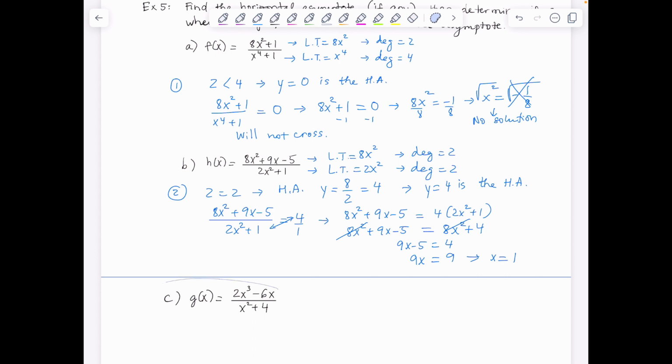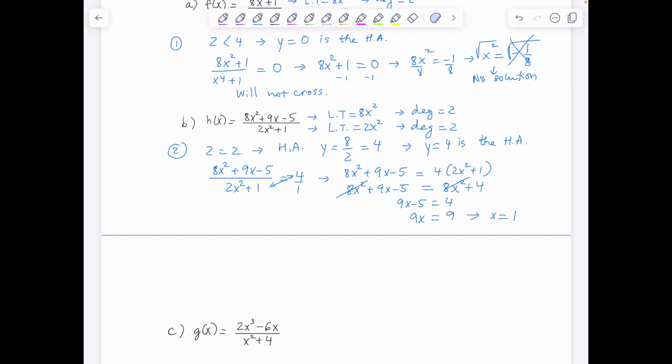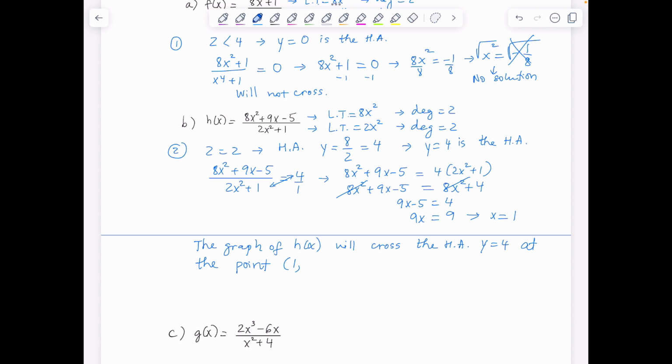So what this means is the graph of h of x will cross the horizontal asymptote, which is the line y is equal to 4, at the point where the x coordinate is 1, which is what we calculated, and the y coordinate would be 4, which is what we found here.